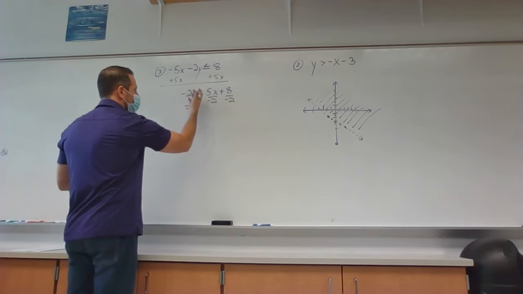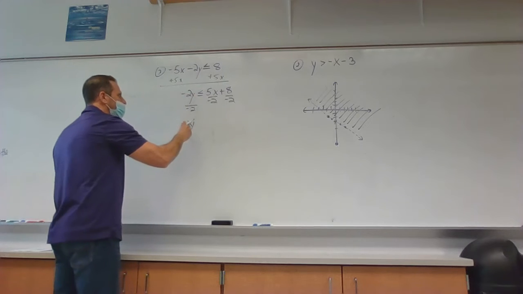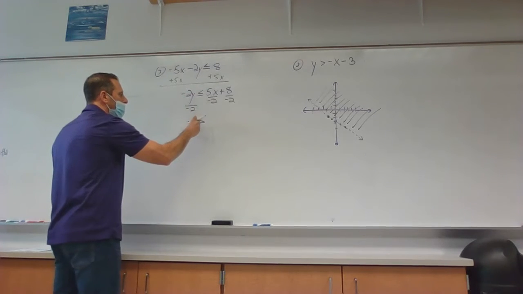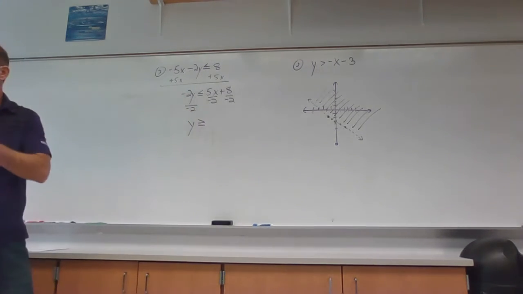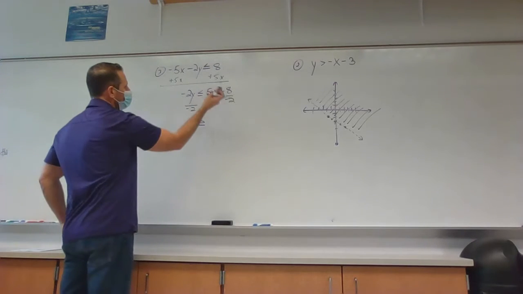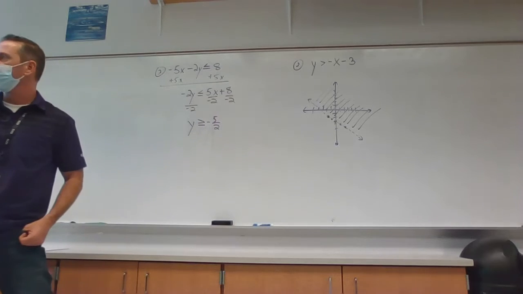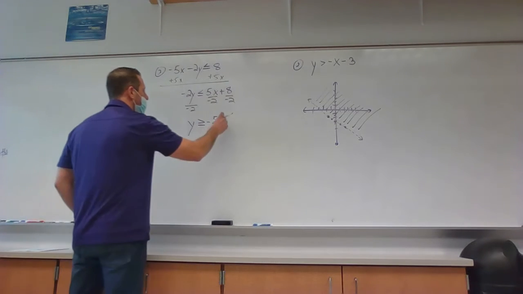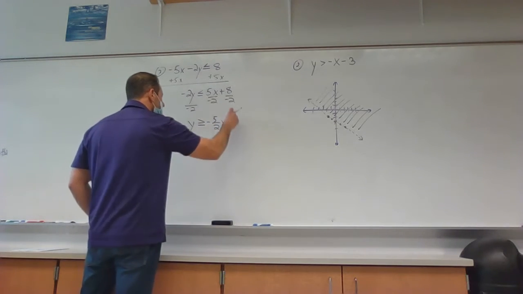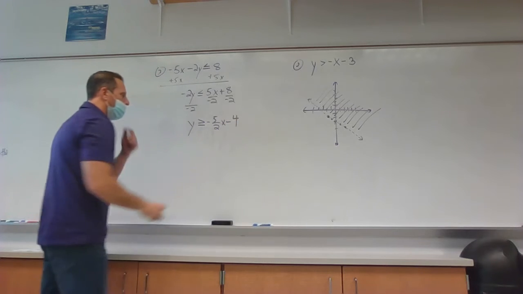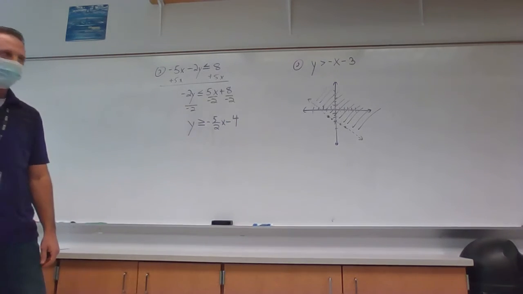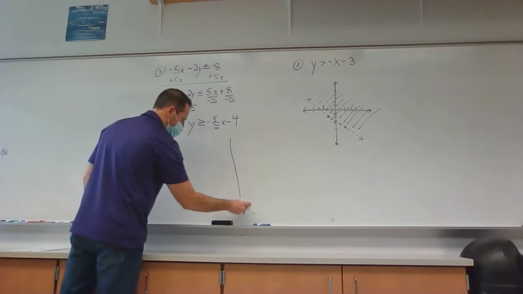It flips. So now we got y is greater than or equal to, what do we do with this? That's just -5/2. That's the same thing. Leave it as your fraction so you know what your rise and your run is. X minus 4. All right, everybody take a minute and graph that.